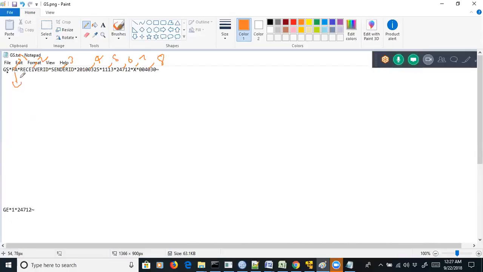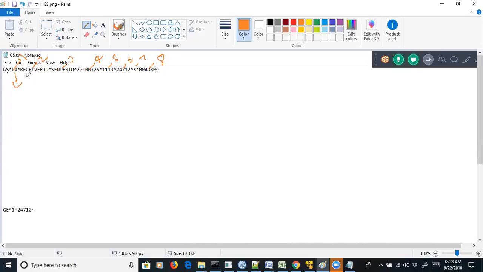The very first element is your file type. In the simplest terms, if I want to explain it to you, this is the file type. It's a purchase order, it's an acknowledgement, it's an invoice. What kind of data will your GS contain, right? What kind of data will your GS contain.